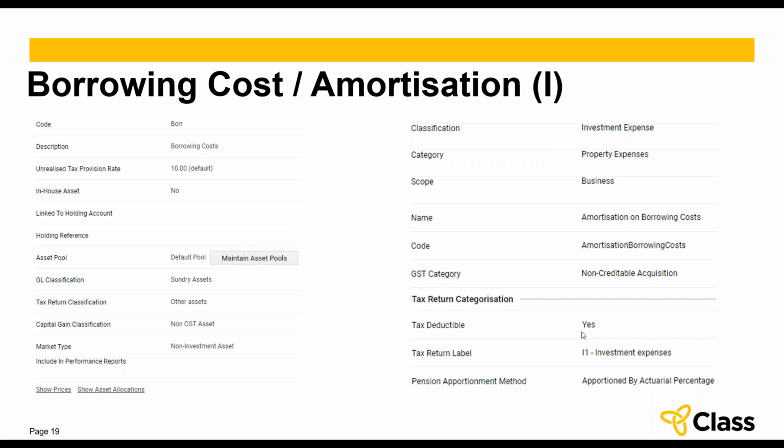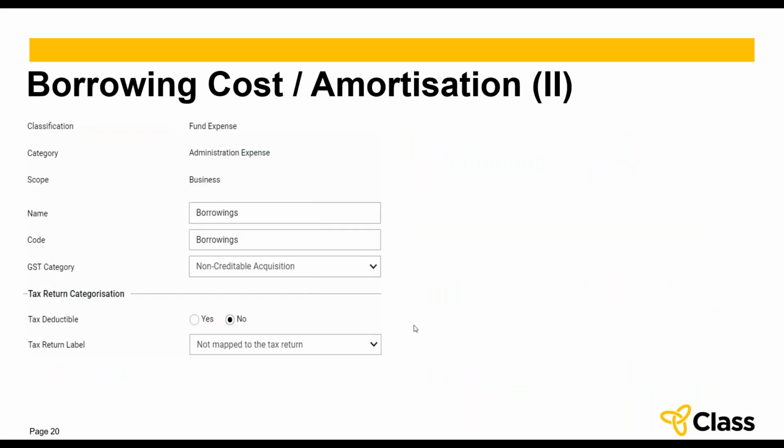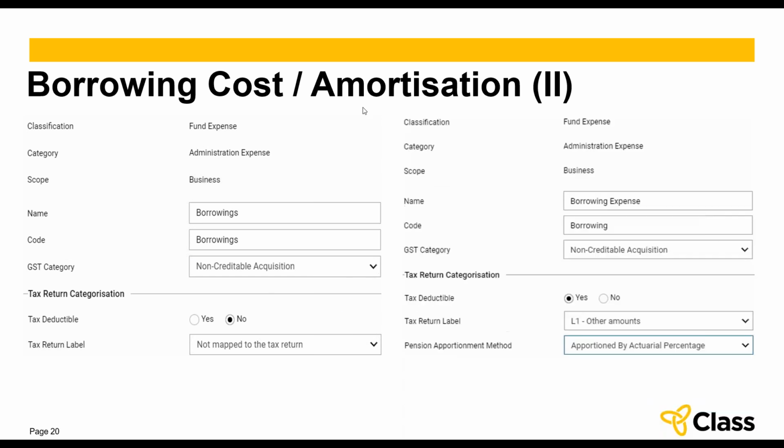Now, some auditors or tax agents have the view that the borrowing costs should not be created as an asset. They should be expensed in the year it's incurred. But they still want to claim deductions in the following years. So the way you do it is you set up borrowing costs as per usual, but obviously these are not deductible and not mapped to the tax return. So you expense in year one, when you bought a new property.